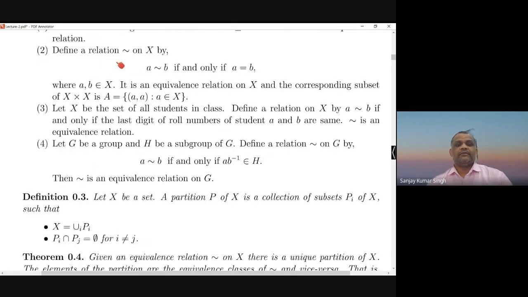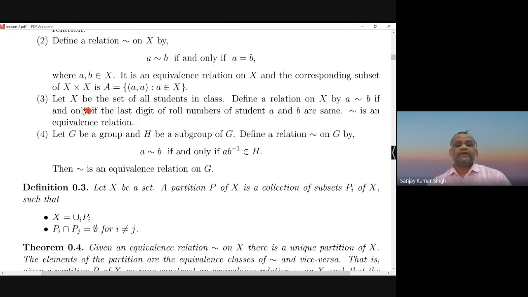Similarly, I can define a relation on X by saying that a is related to b if and only if a is equal to b. And it is easy to verify that this relation is an equivalence relation. And as I said in the beginning, any relation is just a choice of a subset of X cross X. So if I want to write this relation in terms of that choice, then that choice A is nothing but the collection of all points (a, a) inside the product X cross X.